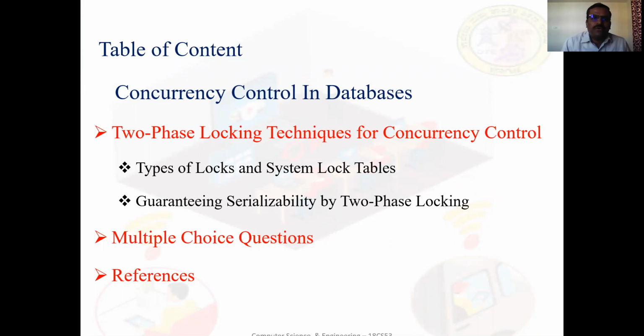Today we will discuss concurrency control in databases. In this topic, we will discuss two-phase locking techniques for concurrency control. Under this, we will discuss types of locks and system lock tables, guaranteeing serializability by two-phase locking, and then test multiple choice questions and references.